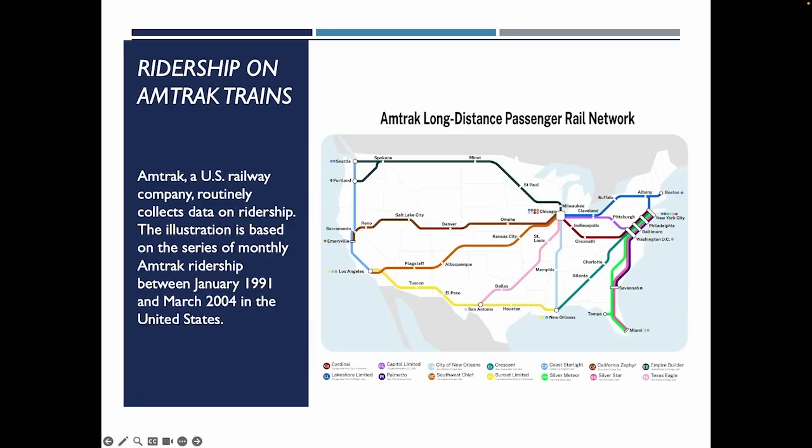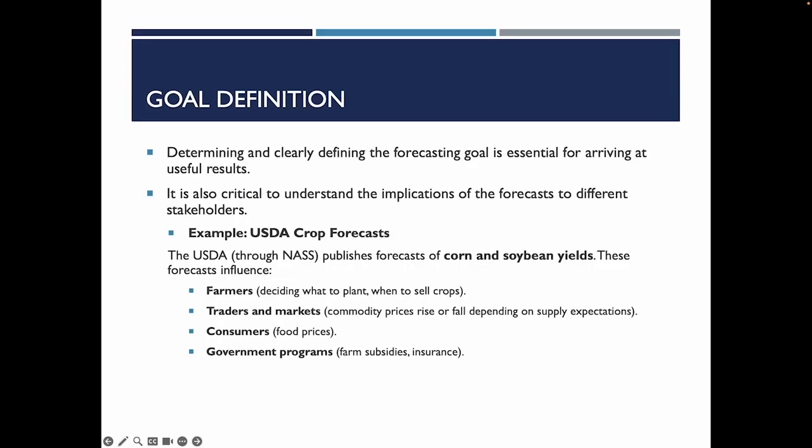Maybe next chapter, and this chapter, we are going to talk about Amtrak trains. This is going to be an example. We have data collected from 1991 to 2004. So this example is going to stay with us. So we start with the goal definition.